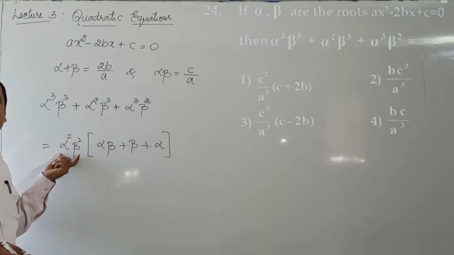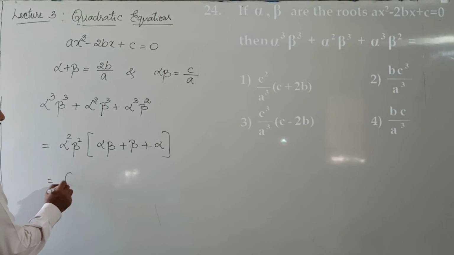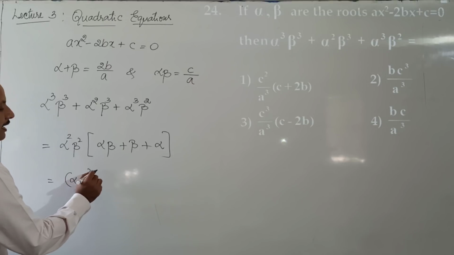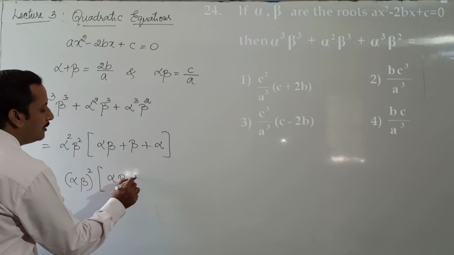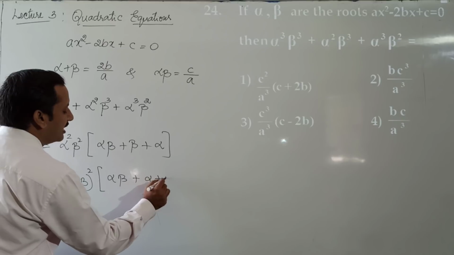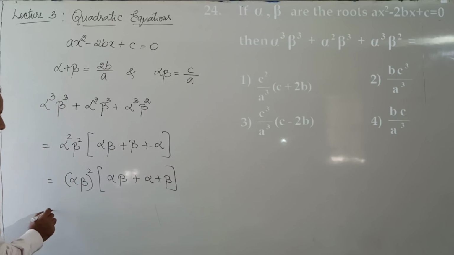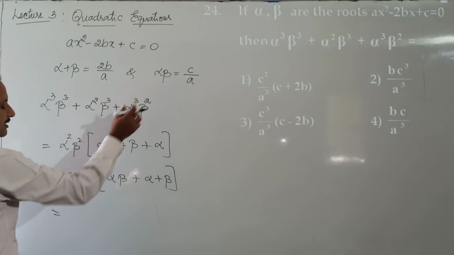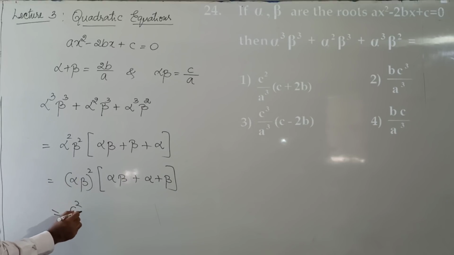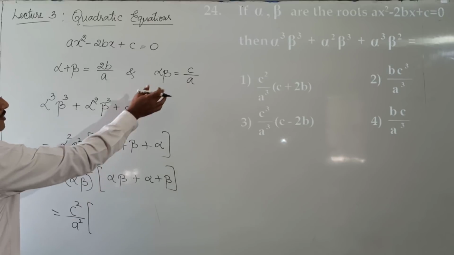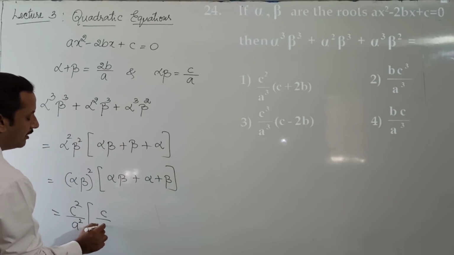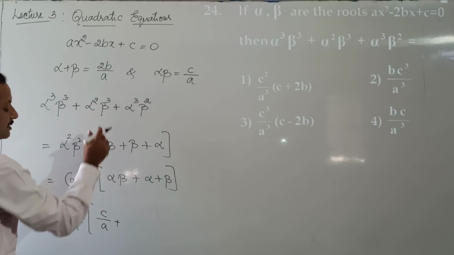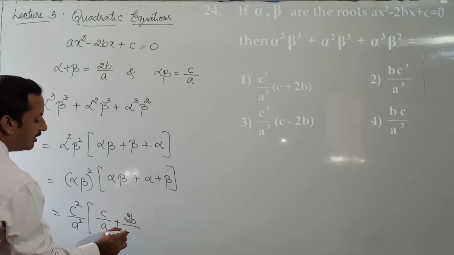Alpha square beta square we can write it as (alpha beta) whole square into (alpha beta plus beta plus alpha), which can also be written as alpha plus beta. Okay, alpha beta that is nothing but c by a, whole square, c square by a square, into (alpha beta, c by a, plus alpha plus beta, 2b by a).